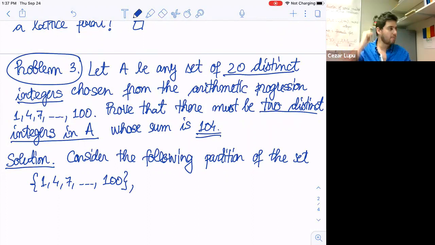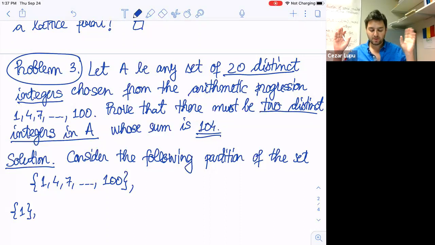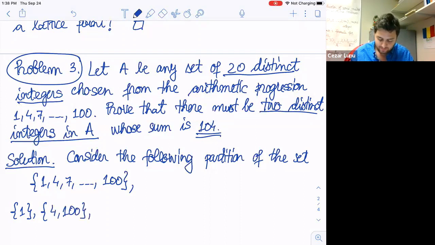Well, it's quite clear what kind of partition. We're considering the following partition. Let's leave the endpoints, the first one and the last one, aside. Take 1 by itself. Then I'm going to take this set with two elements, 4 and 100. Then 7 with 97. So now I'm just going to group them together, right?